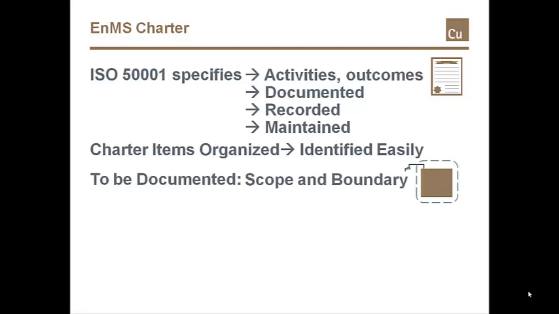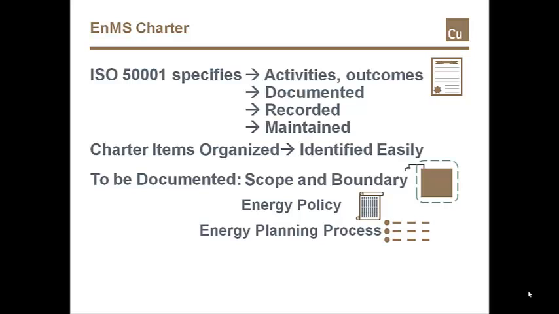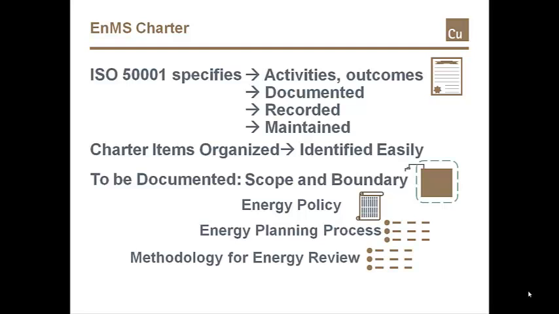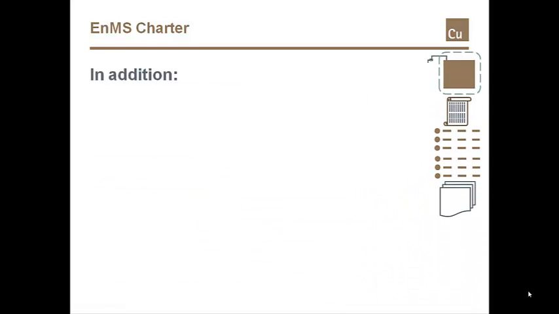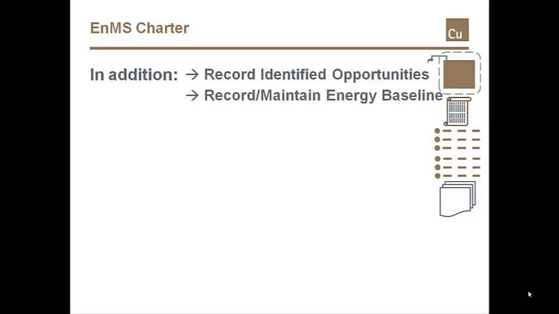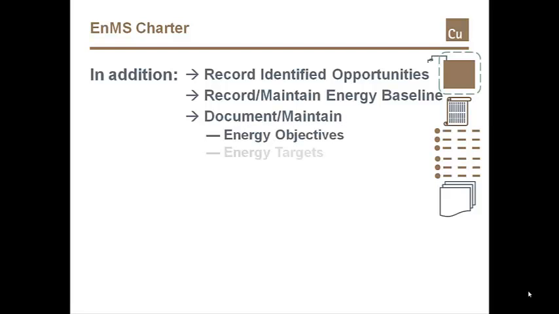Document the scope and boundary. Document the energy policy. Document the energy planning process. Document the methodology and criteria used to develop the energy review. Record and maintain the energy review. In addition, record identified opportunities for improving energy performance. Record and maintain the energy baseline. Document and maintain energy objectives, targets, and action plans.